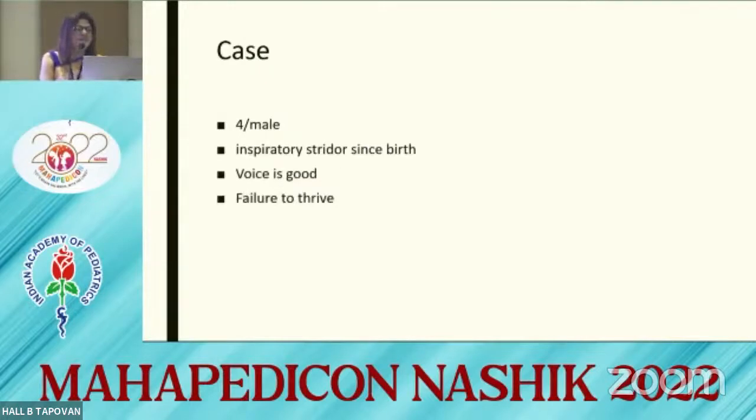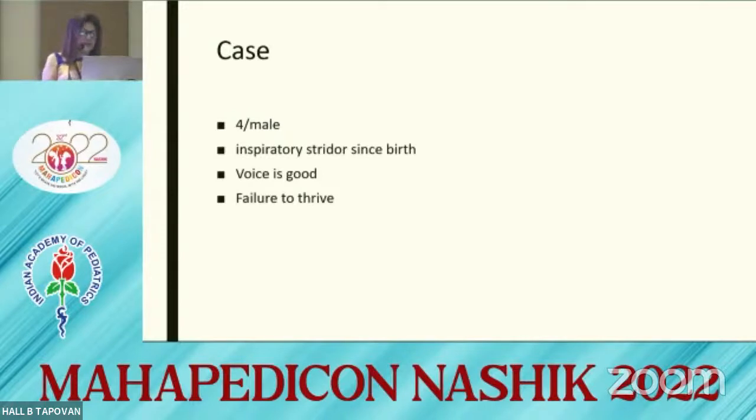Now, let's look at some different cases. I've highlighted all the run-of-the-mill cases now. So I will take you to some different kinds of cases. Now, this is a four-month-old male child, inspiratory stridor since birth. Voice is good, but he is failing to thrive. So when you have a stridor, you must also always look at the quality of voice. I told you first, you need to assess the severity of stridor, go into the history, but also look at the quality of voice.